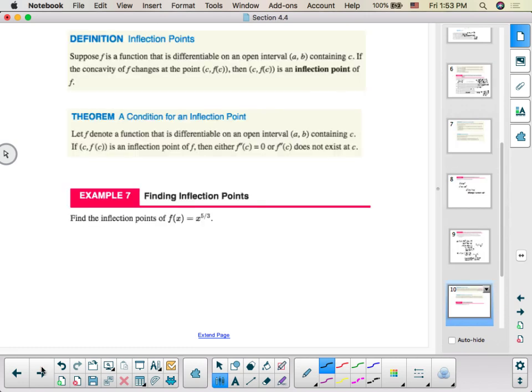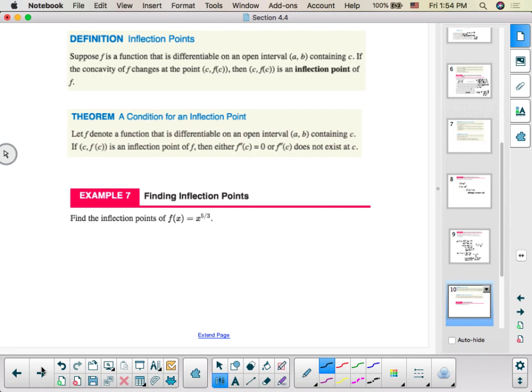So I talked about that idea of an inflection point. An inflection point is where there's a sign change with the second derivative. So you want to find where the second derivative equals 0 or doesn't exist, and then if there's a sign change on either side of that, that is an inflection point. So unlike critical numbers, remember, inflection points have to have a sign change. Extrema have to have a sign change.